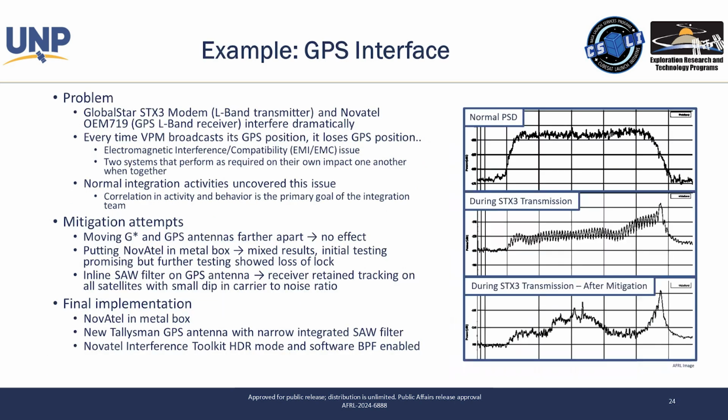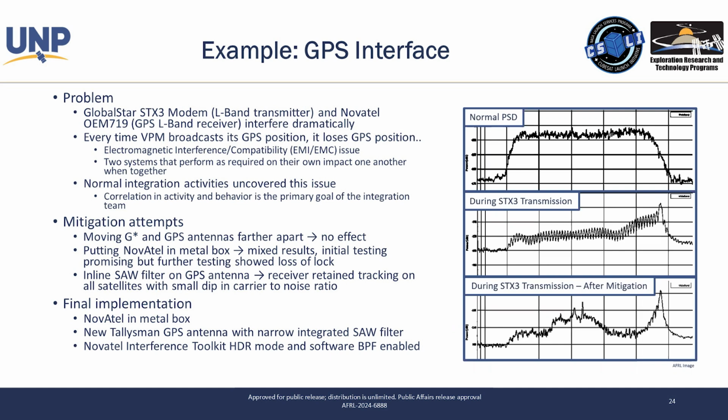A really good integration lesson learned that we have, that was not an assembly problem but was an integration problem, is that we have a Globalstar modem in VPM and in a number of our satellites. They're great, highly recommended, but they are an L-band transmitter. In most of our satellites, we have GPS receivers because we want to know where they are. GPS is a really good way to do that, and it is a receiver in L-band. So you can see where this is going from the photo on the right.